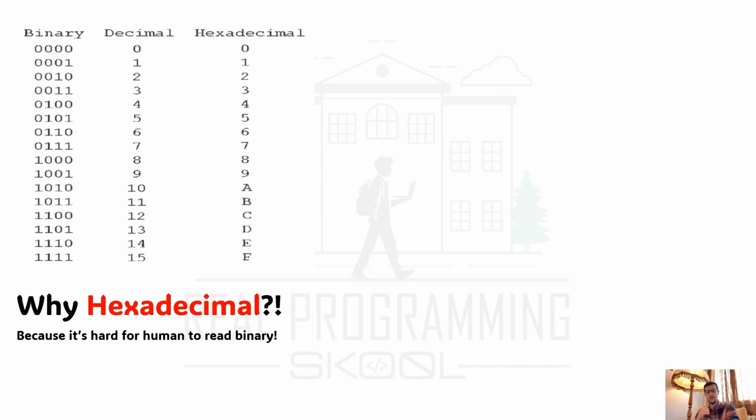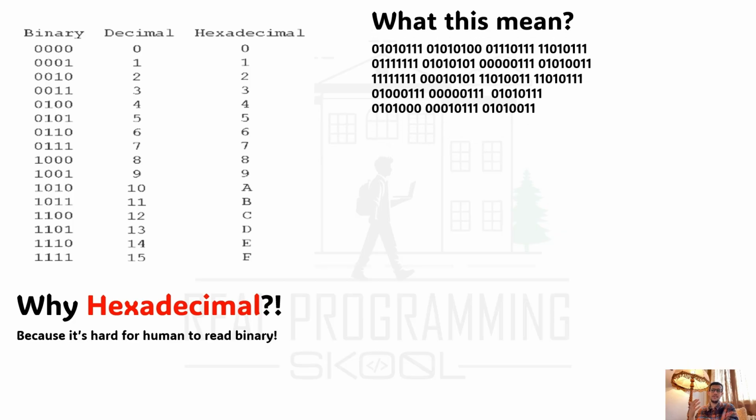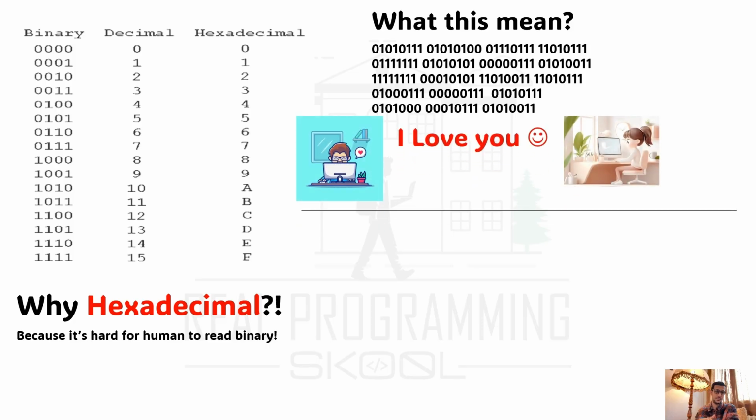As we said, and gave an example in the binary system video, what do these numbers that you saw on the screen mean? It means I love you. When you send to your girlfriend, as we said, in the night, I love you, the computer takes it and represents the words I love you in these numbers. So it's hard for humans and developers to read the binary system or binary code. For that, they created the hexadecimal system for us.